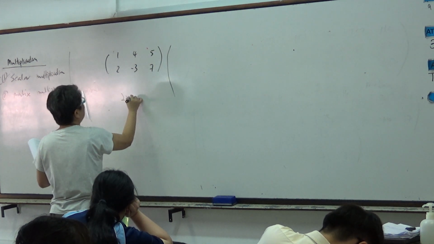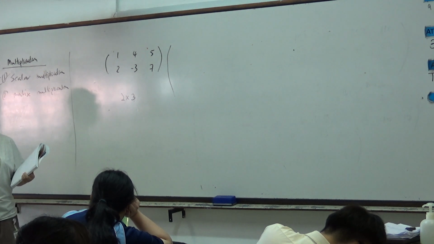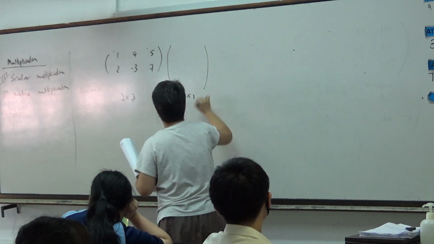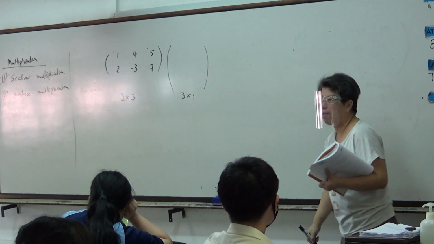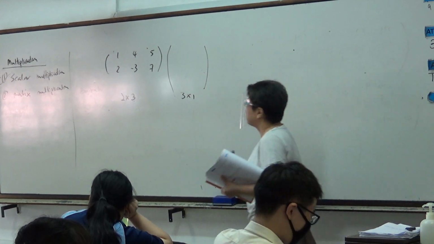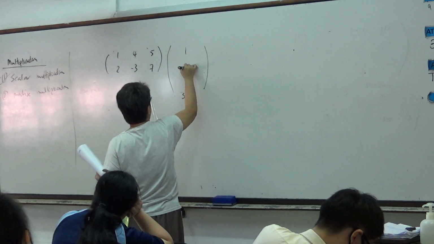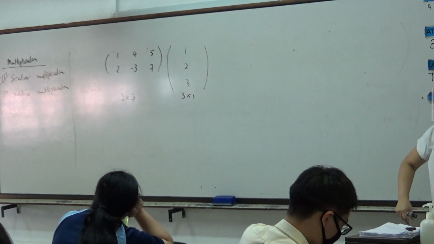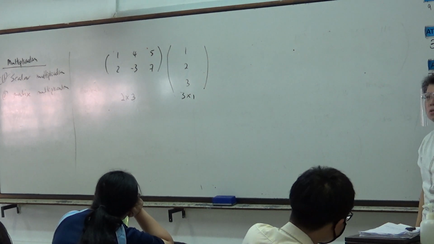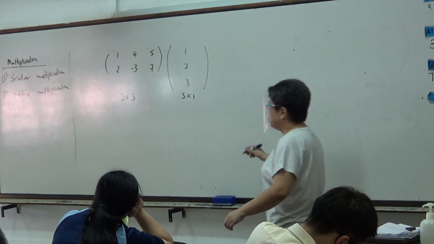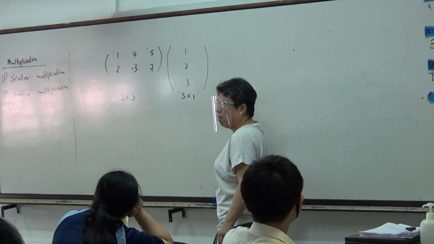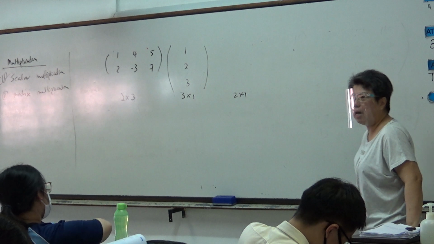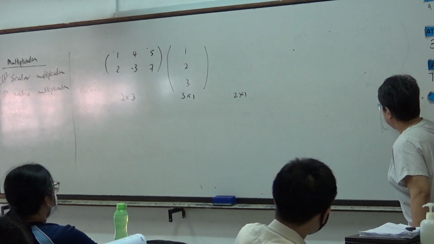This is a 2 times 3, right? I want this to be a 3 times 1. What do you mean by a 3 times 1? Let's say I have 1, 2, 3. This is a 3 times 1. Alright, now, class. 2 times 3, 3 times 1. Final answer is a what? 2 times 1, right? What do you mean by a 2 times 1? That means like that, right?